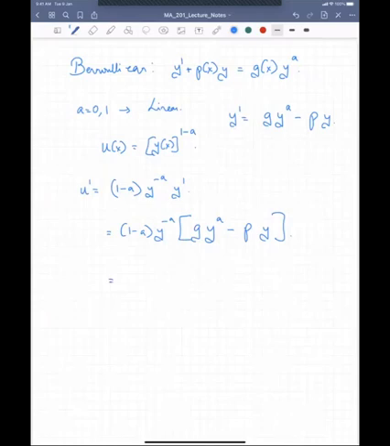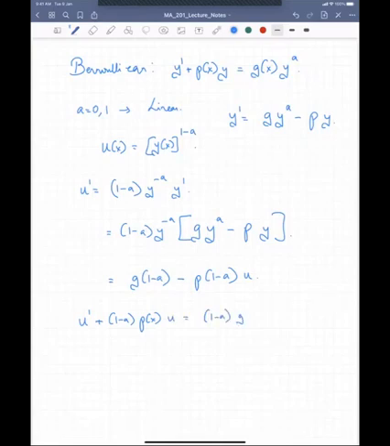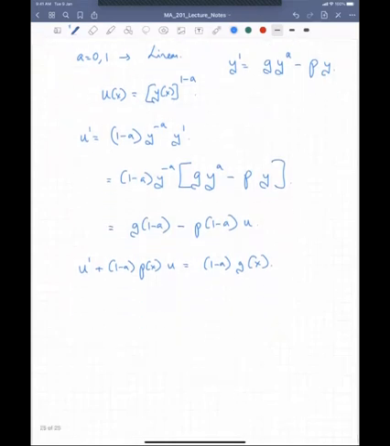So this is obviously equal to, the first term is g times 1 minus a, and the second term is p times 1 minus a times y to the 1 minus a, which is precisely u. So I can rewrite this differential equation as u prime plus 1 minus a p of x u equals 1 minus a g of x, which is a linear first order differential equation. So equations of this form can be brought into a linear form by this particular transformation. So we just worked out an example where this was shown to be explicitly true. And I'm sure you will work out other examples in your tutorial.